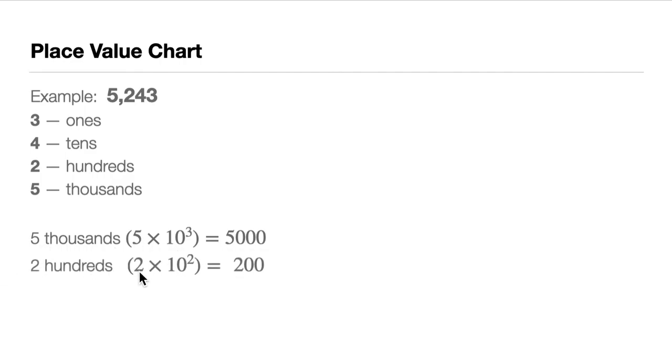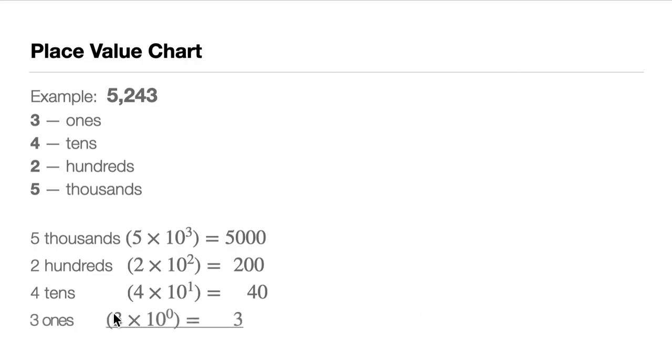We have 200s, so 2 times 10 squared, that's 10 squared is 100, so 2 times 100 is 200. We have 4 tens, 4 times 10 raised to 1, that's 40. And 3 ones, of course, 10 raised to 0 again is 1. 3 times 1 is 3, so our total will be 5,243.